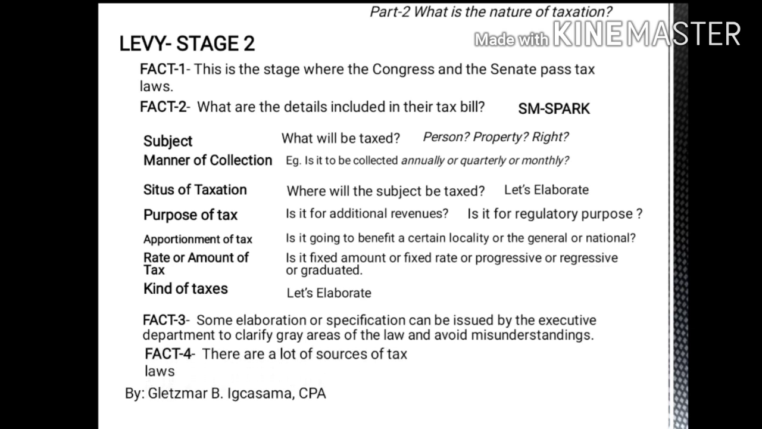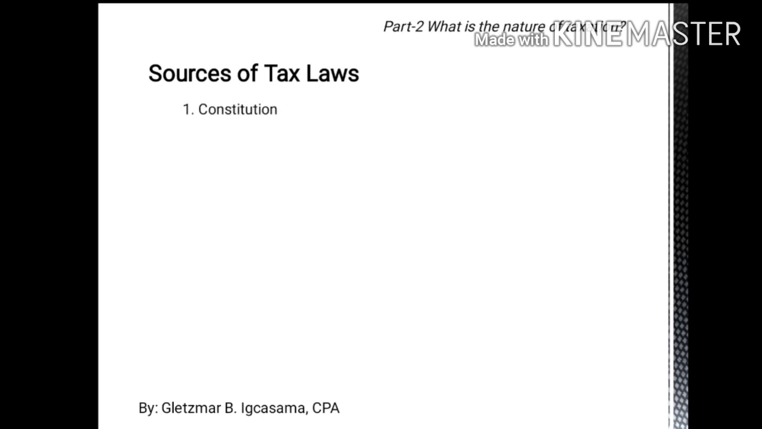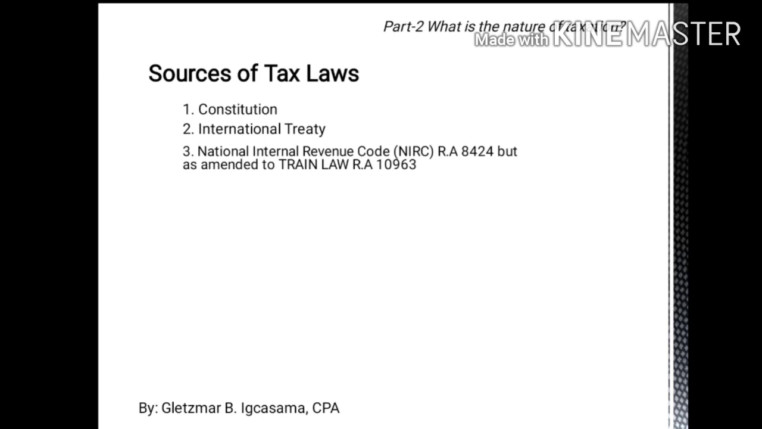Fact 4. There are a lot of sources of tax laws. So, let's enumerate them. Where do you read tax laws? It can be in the Constitution. It can be in international treaties, agreements between the Philippines and other governments. It can be in the National Internal Revenue Code or Republic Act 8424, but it has already been amended by the TRAIN law under Republic Act 10963. You can also look at the Tariff and Customs Code.